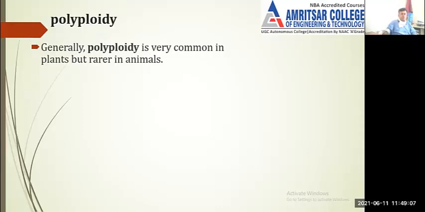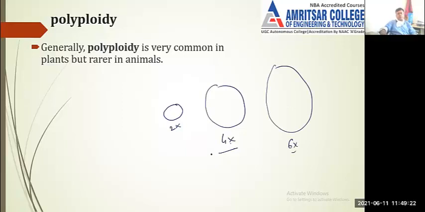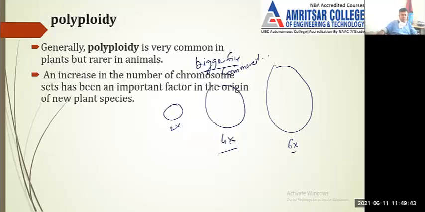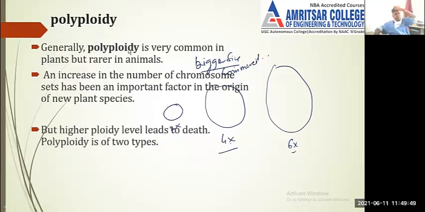Because in plants, you can see the potato is this size. This is 2x. Now a potato of this size is 4x. A potato of this size is 6x. This means polyploidy is very beneficial in plants. You can see the bigger size, an increased size. This is a commercial way. And an increased number of chromosomes is an important factor in the origin of new species. A hyperploidy level leads to death.